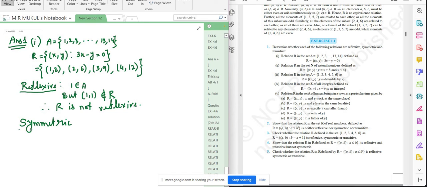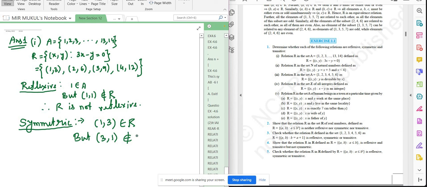Symmetric. Check whether it is symmetric or not. Clearly (1, 3) belongs to R, but (3, 1) does not belong to R. So we can say that R is not symmetric.